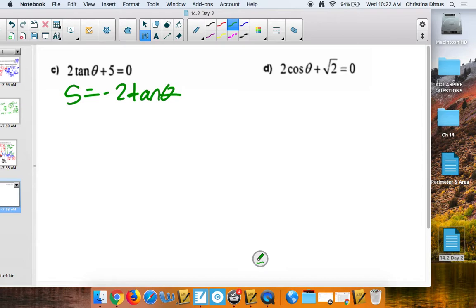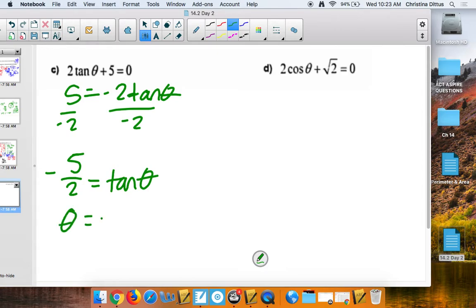What's next? Divide by -2. So I have a -5/2 is my tangent of theta. I don't know that one. Put it in our calculators as the inverse tangent of -5/2, and what do we get? -68.1.2? 2, does that work? Yeah, okay.